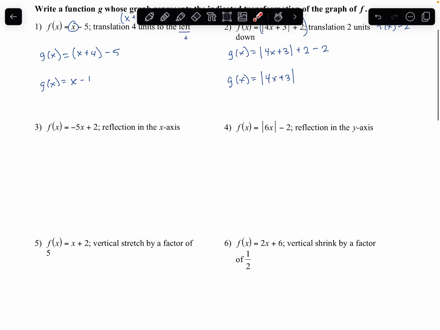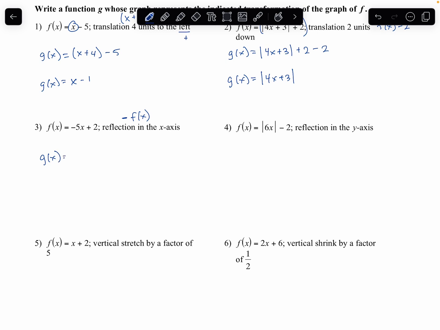Question 3. We have this function given here, and we want to do a reflection across the x-axis. The rule for that, or how you apply the transformation, is to take the y values, or f of x, and multiply it by a negative. So let's write g of x now.